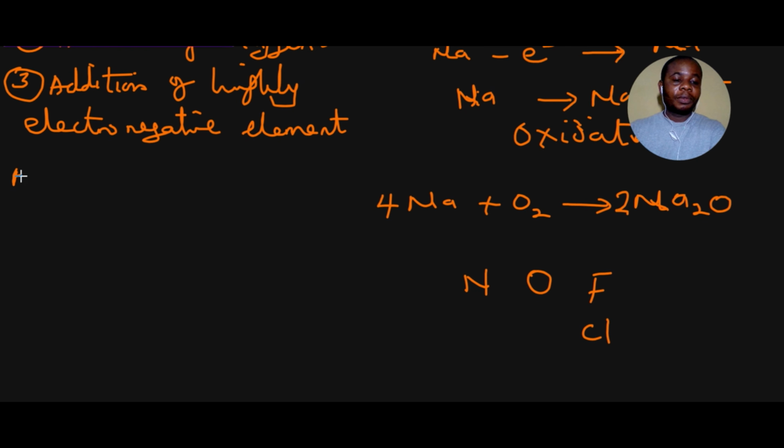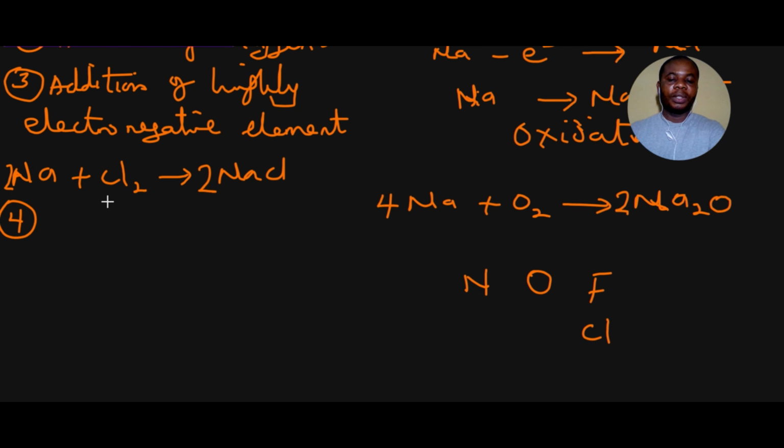Example, you have, let's say, sodium still plus chlorine to give you sodium chloride. The equation is not balanced. Place 2 here, place 2 here, to make sodium 2, sodium is 2 here too. Then chlorine is 2, chlorine is 2 here too. So the equation is balanced now. So addition of highly electronegative elements is also called oxidation.